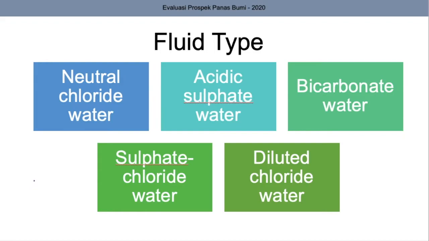There are 5 fluid types of geothermal water. The first one is the neutral chloride water, then acidic sulfide water, bicarbonate water, sulfide chloride water, and lastly the diluted bicarbonate chloride water. All these waters determine the type, the lithology, and also the location of the geothermal system.